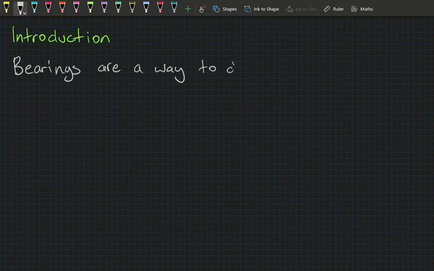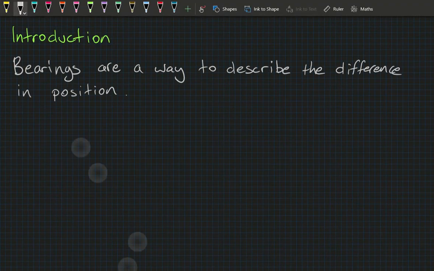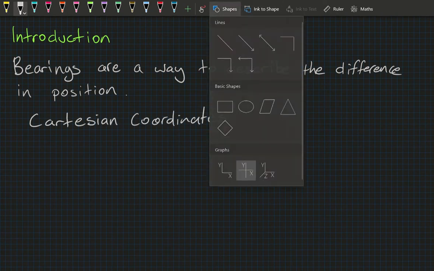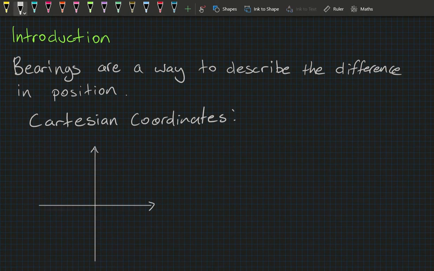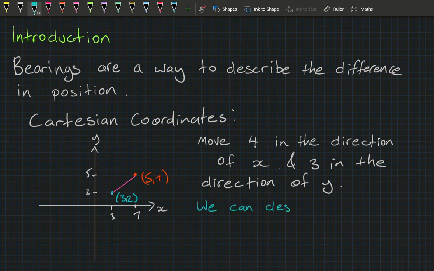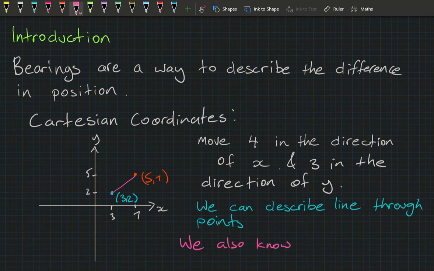Bearings are just a way to describe the difference in position. So far this year, we've already used Cartesian coordinates. For example, if I was to draw two axes and mark in the points 3, 2 and 7, 5 and draw a line between them, then with linear relations, we would say that moving from one point to the other, we move 4 in the direction of x and 3 in the direction of y. We also learnt how to describe the line that passes through both points. We can even tell the distance between these points.